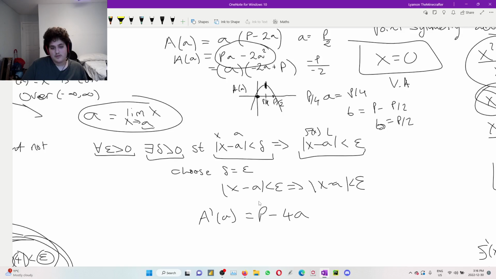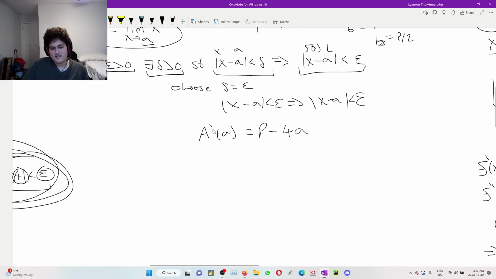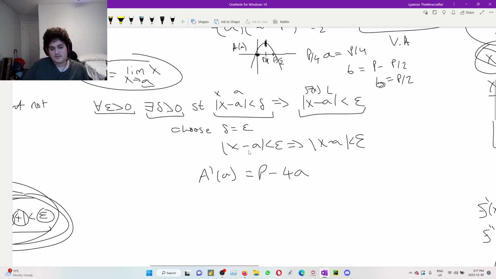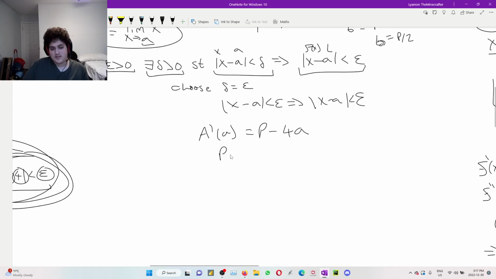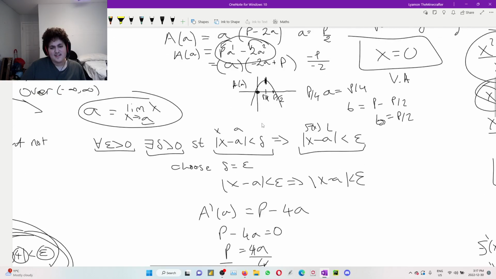Use the power rule. So this is 1, then this becomes 0. It's 0 just 1, so it goes away. This comes here, we get 4. Power goes down to 1. I want to set this equal to 0. First, let's set it equal to 0. Then you get a equals p over 4. Just put this here, and then divide both sides by 4, right? Add 4a on both sides first.